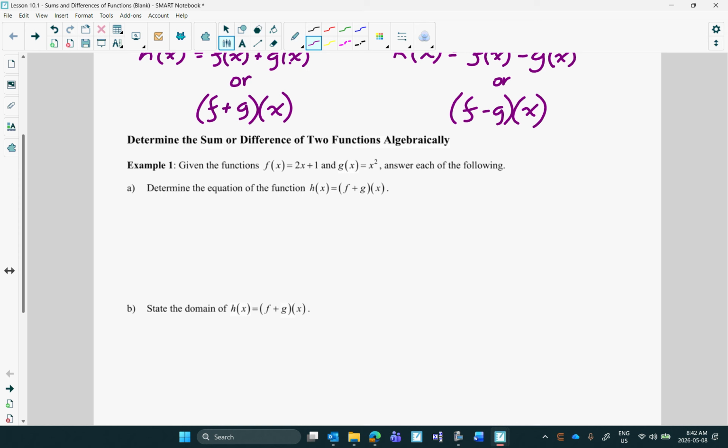So here's two functions. One's 2x plus 1, the other's x squared. You are asked to add them together. So you create a new function by adding f of x, which is 2x plus 1, to g of x, which is x squared. Well, you can't combine anything. There's no like terms. So I can just get rid of the parentheses and we're done. That's it.